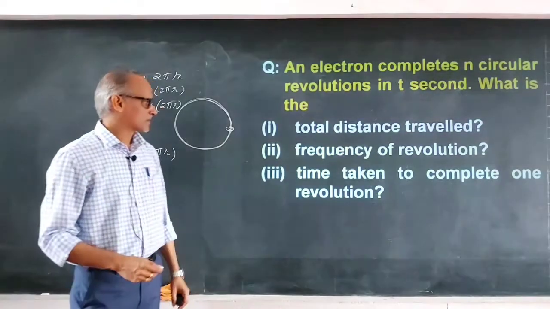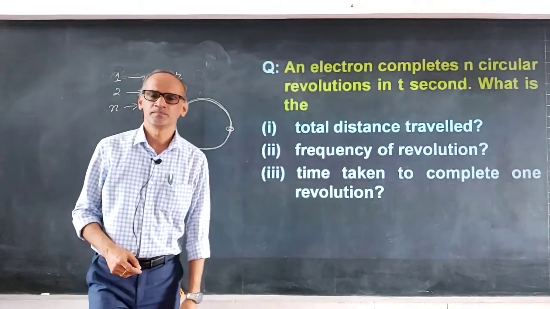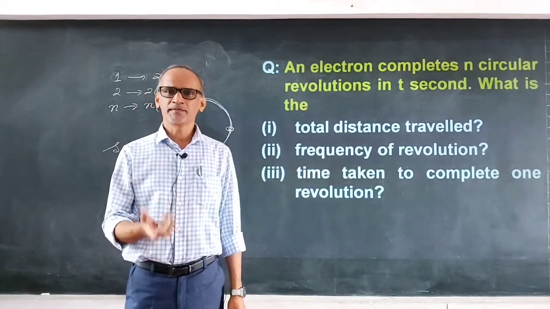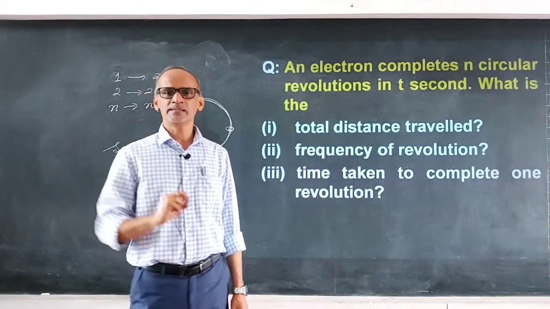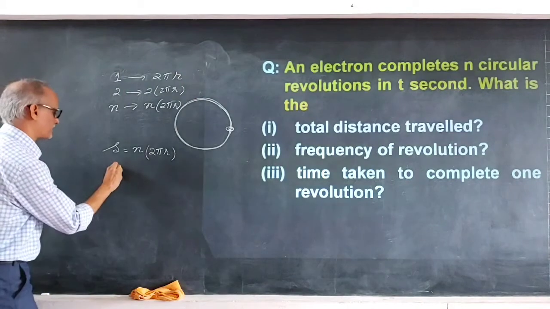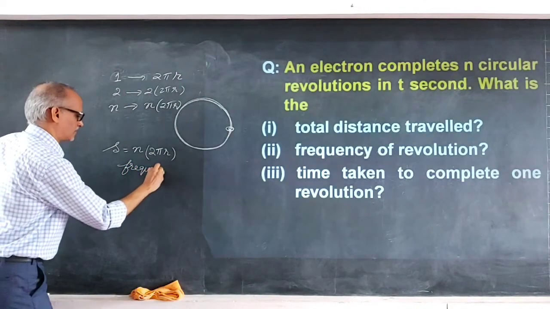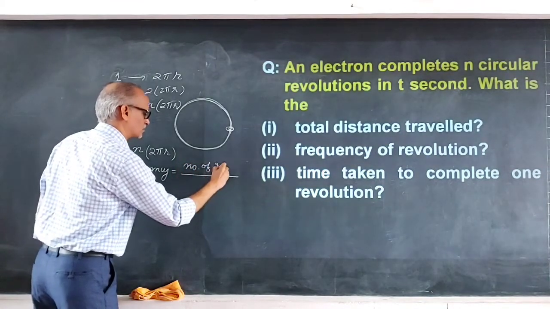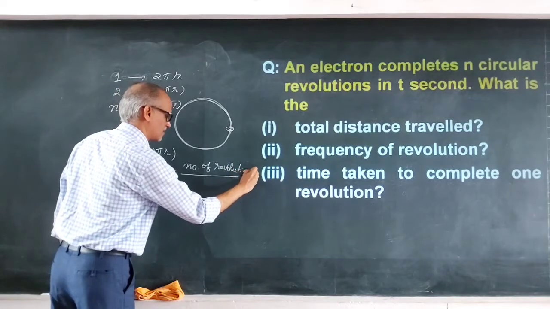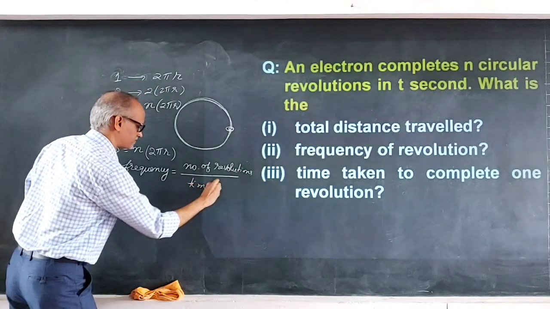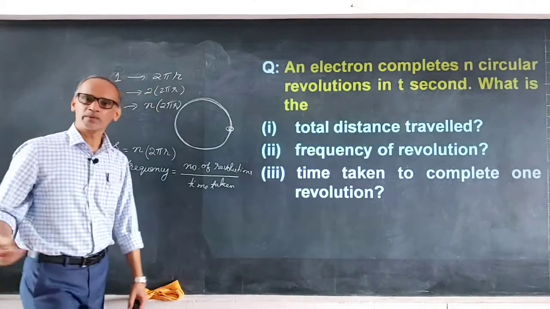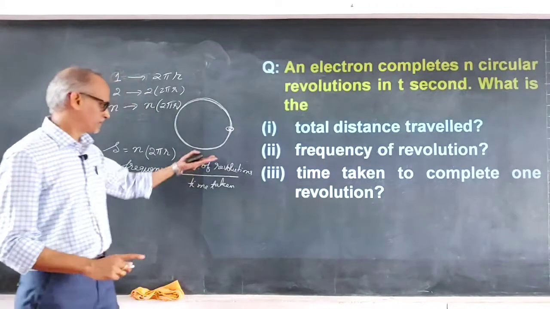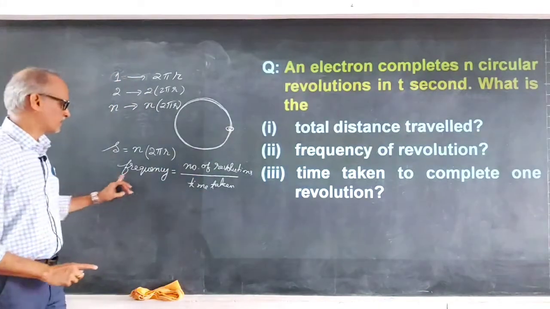Okay. What is the next? Frequency of revolution. Now what do you mean by frequency of revolution? Frequency of revolution means number of revolutions completed in 1 second. Let me explain that. Frequency is always the ratio of number of revolutions divided by the time taken. This is how we calculate. Number of revolutions completed in 1 second, per second, is called frequency of revolution.